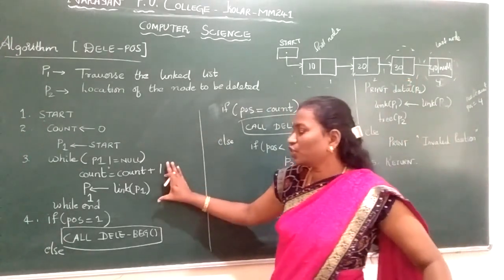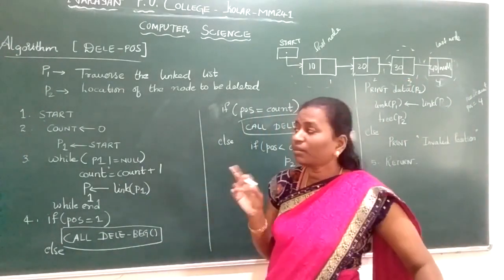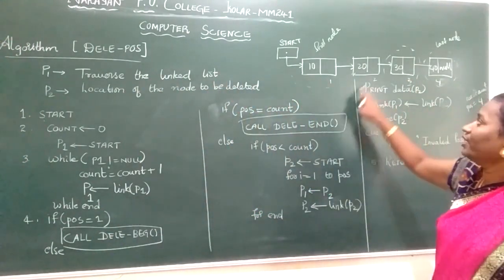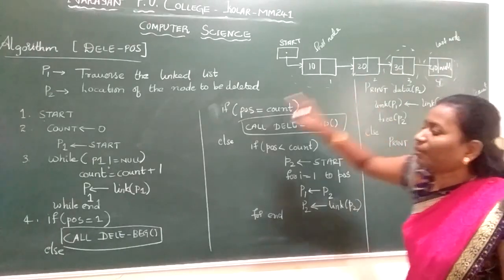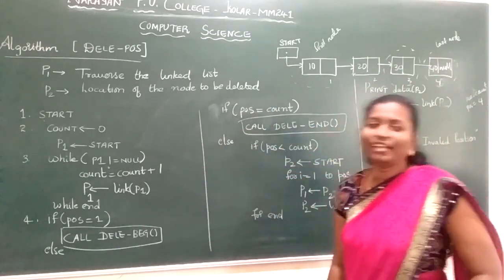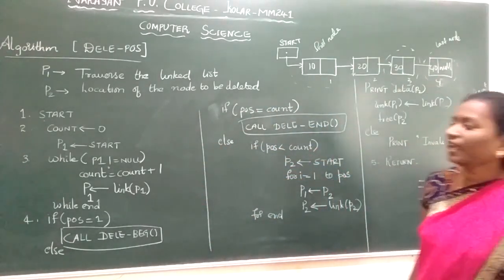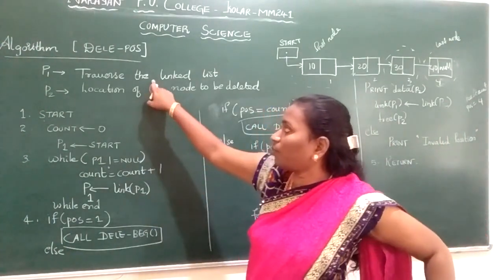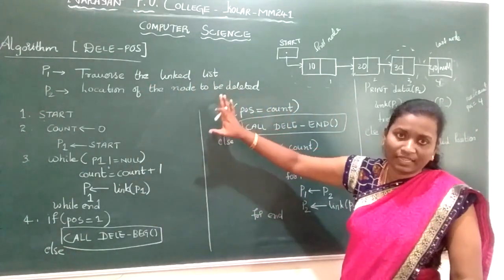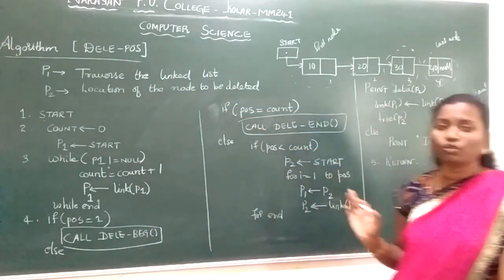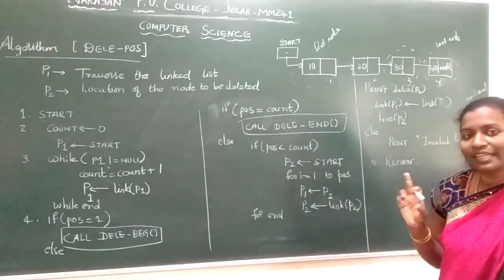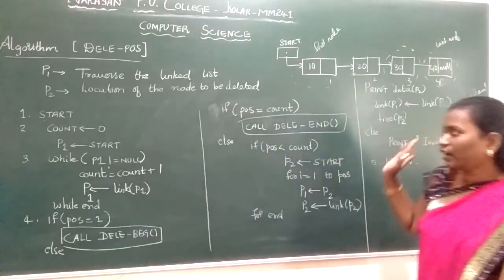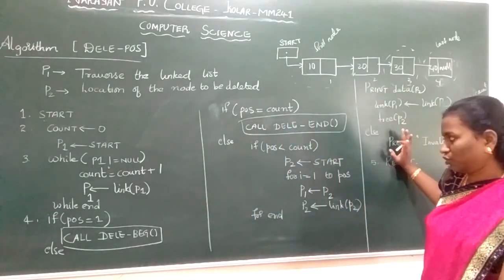Now this condition is true for P1. Why? Because the P1 pointer will traverse the linked list. Each and every node it will visit. So I am putting that in a while loop, and to increment the counter I am using the while loop. P1 is the pointer used to traverse the linked list. So far we have seen how to delete at the beginning and how to delete at the end. Now I will tell you how to delete at the given position.